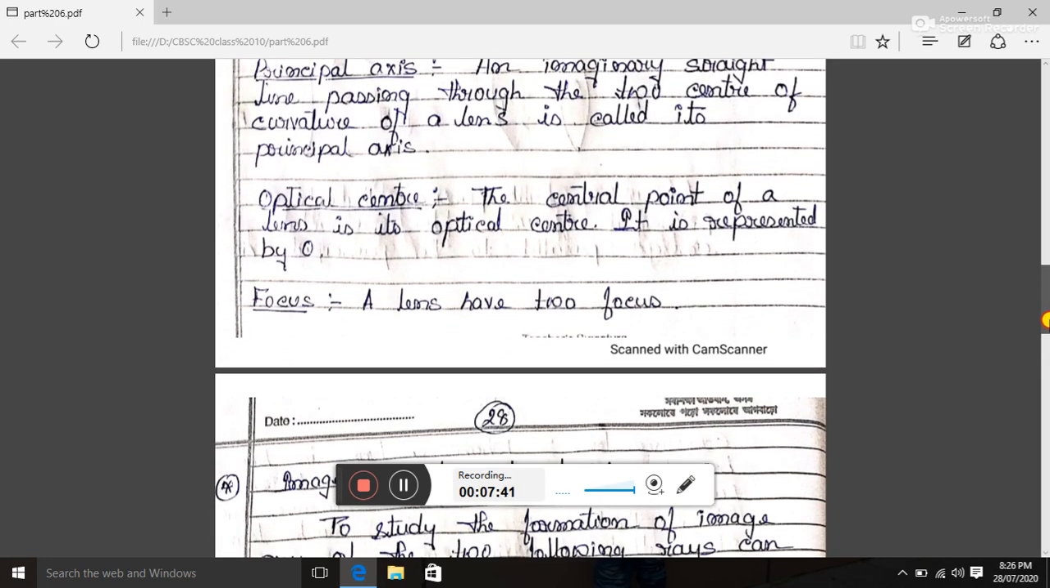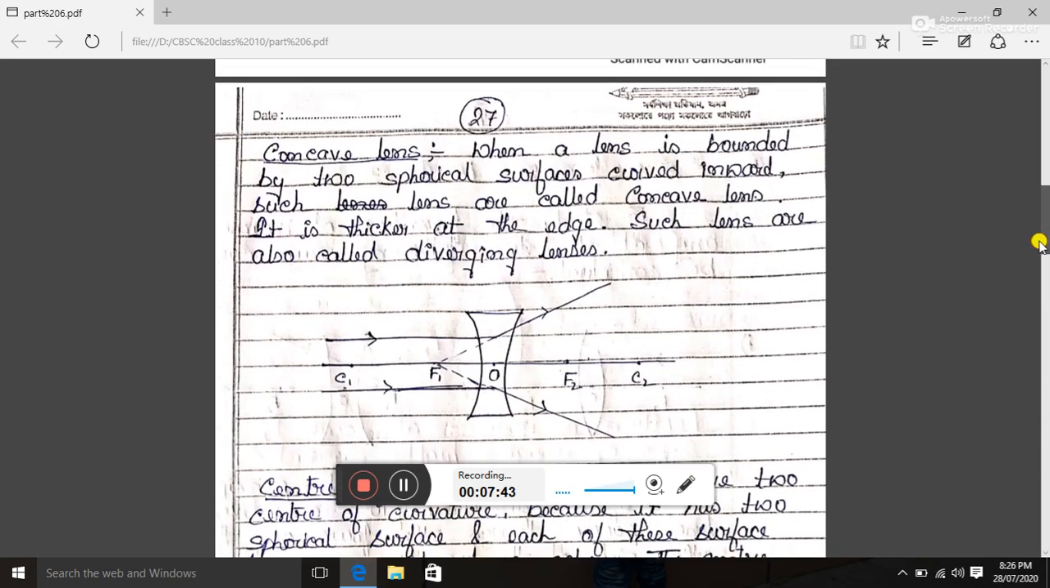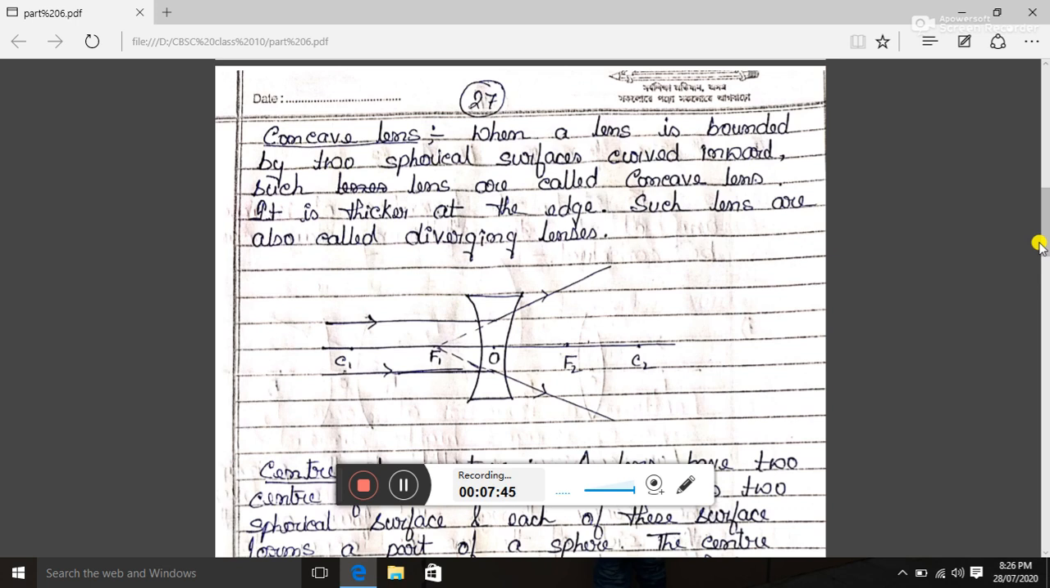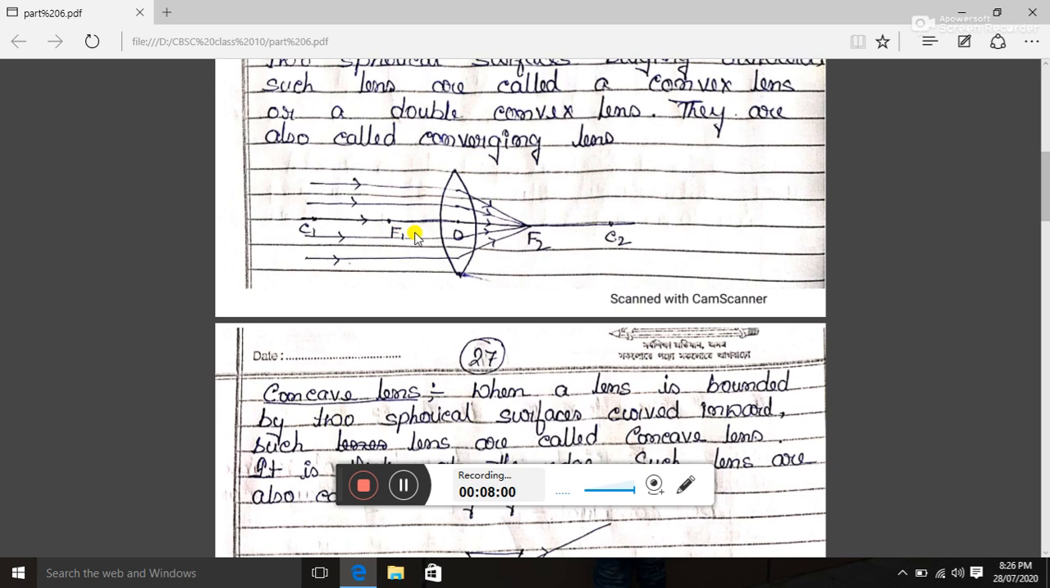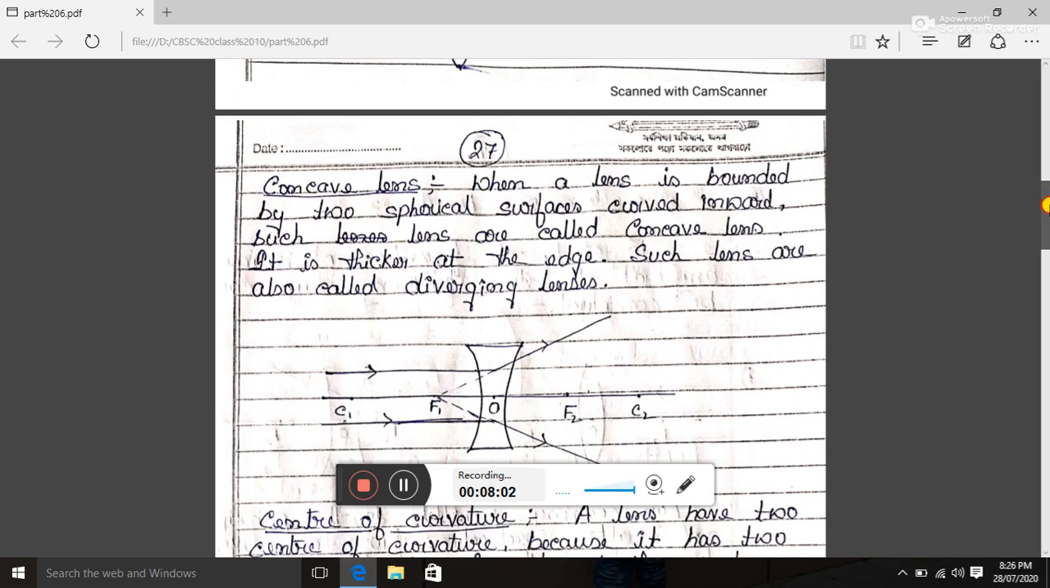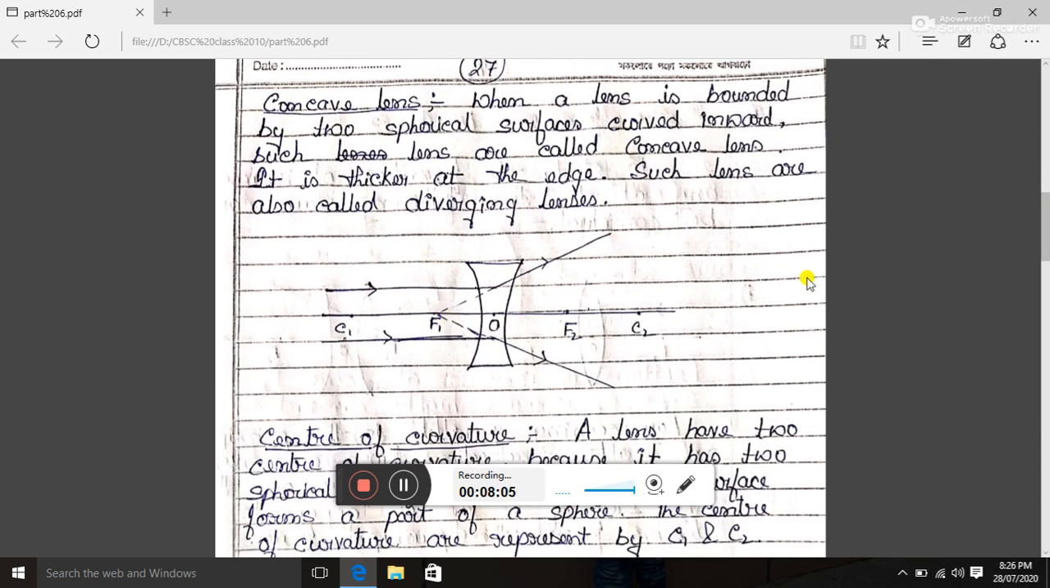Focus. A lens has two foci. We all know what focus is, which we have studied earlier. Since lenses have two centers of curvature, there will be two foci, one on the right hand side, another on the left hand side, for both the lenses. Look, here also you have two foci, f1 and f2. Here also there are two foci, f1 and f2.